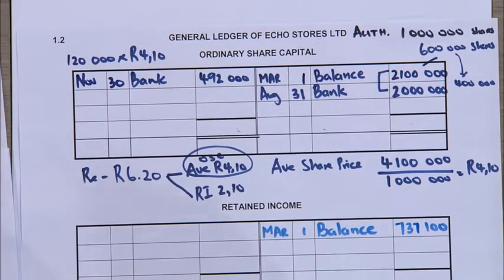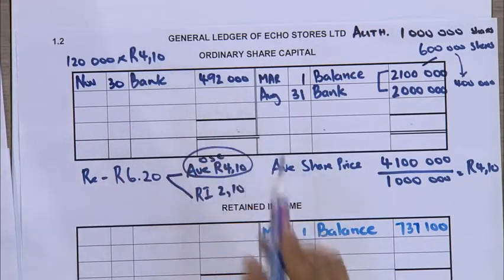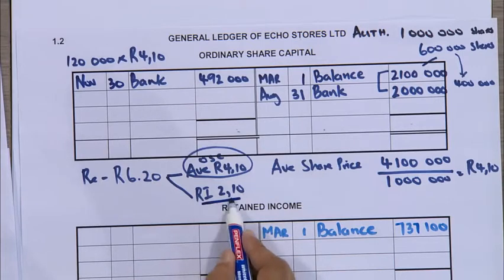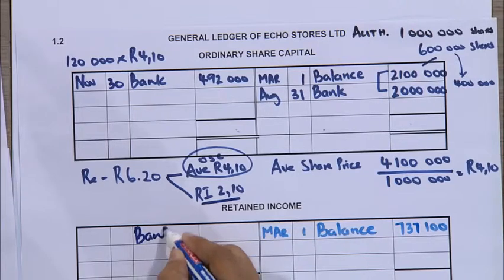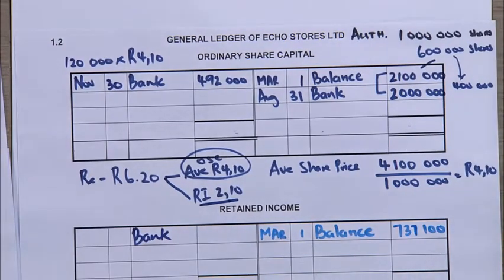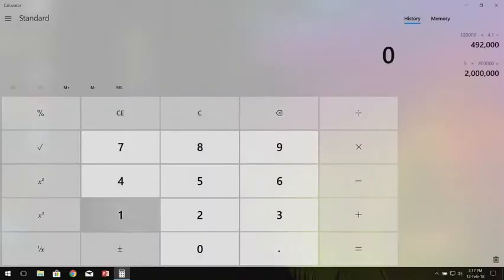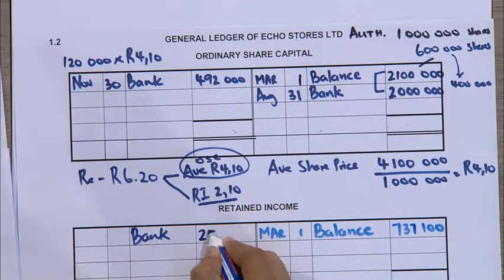Okay, so again, the average goes to the ordinary share capital account. The amount more than the average, that will come to the retained income. So we're going to have bank also on the debit side of the retained income account, but this time 120,000 times 2.10. That gives you 252,000.